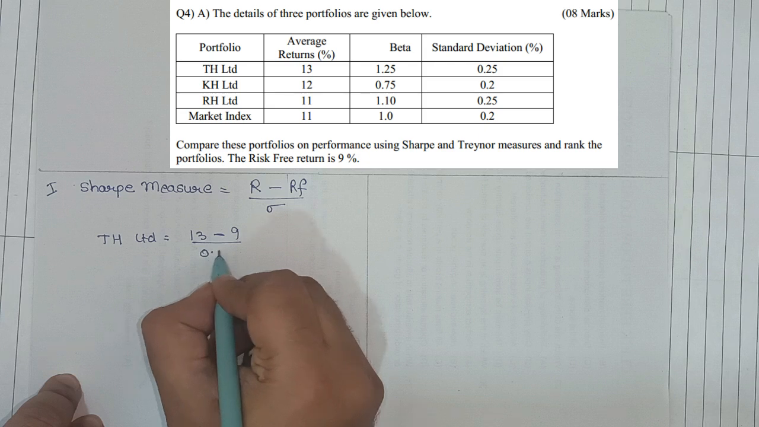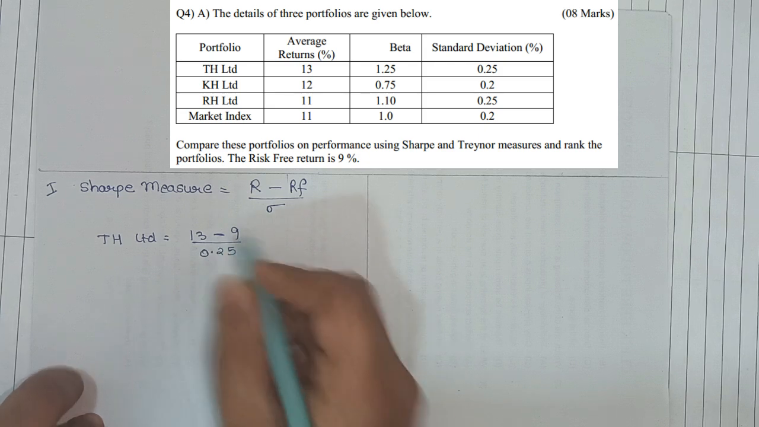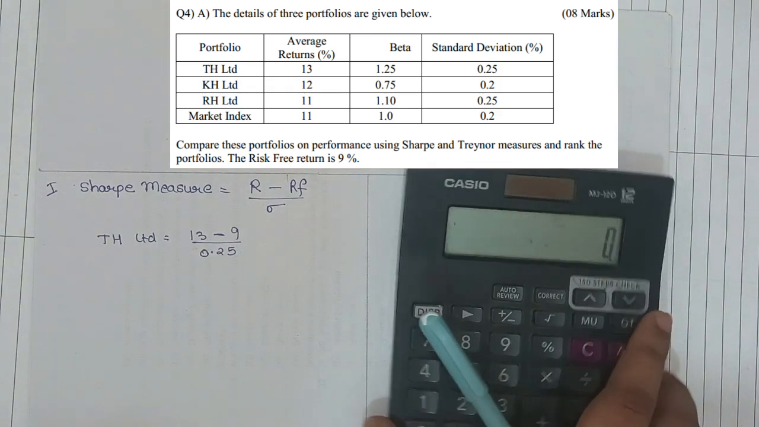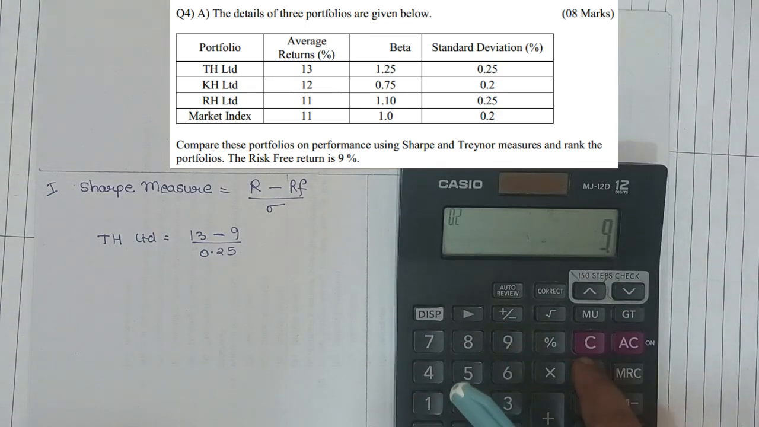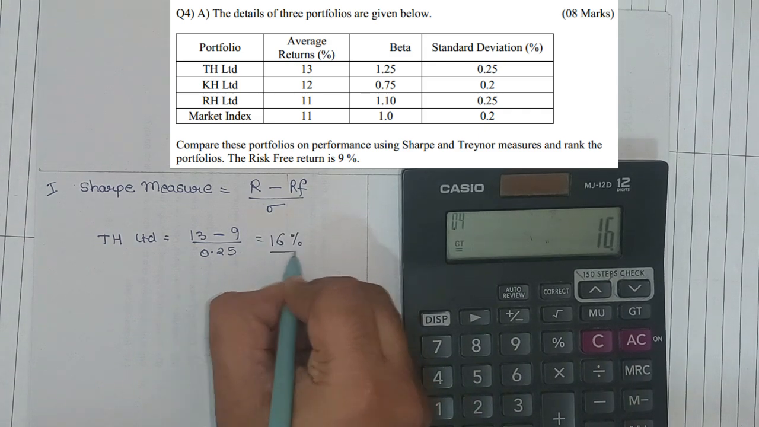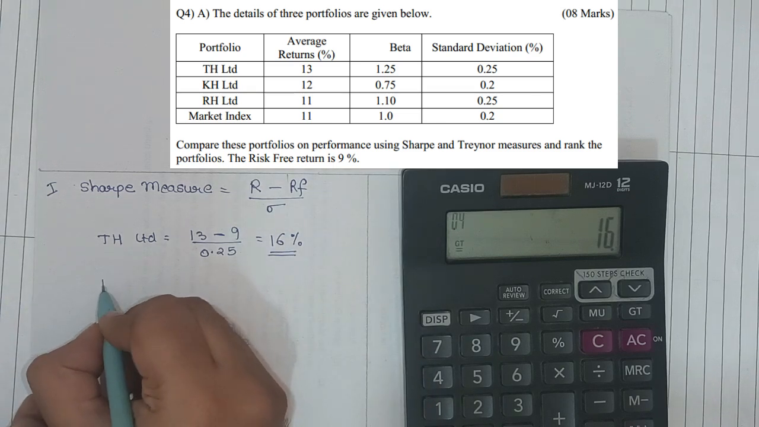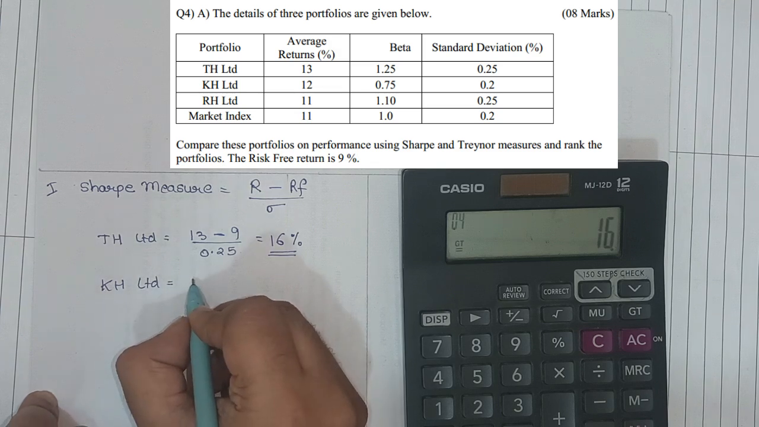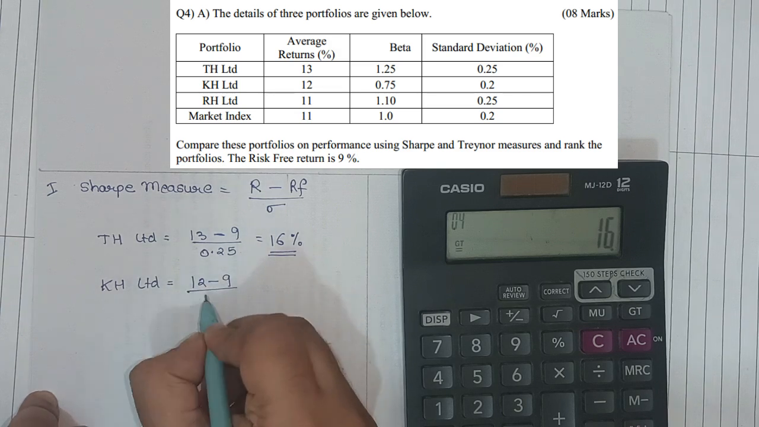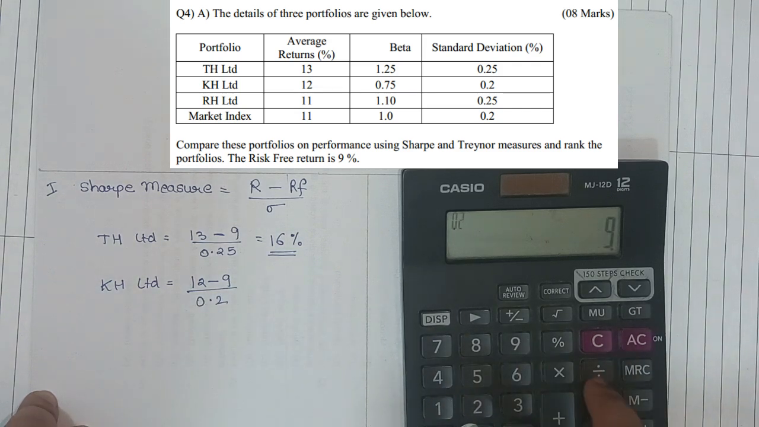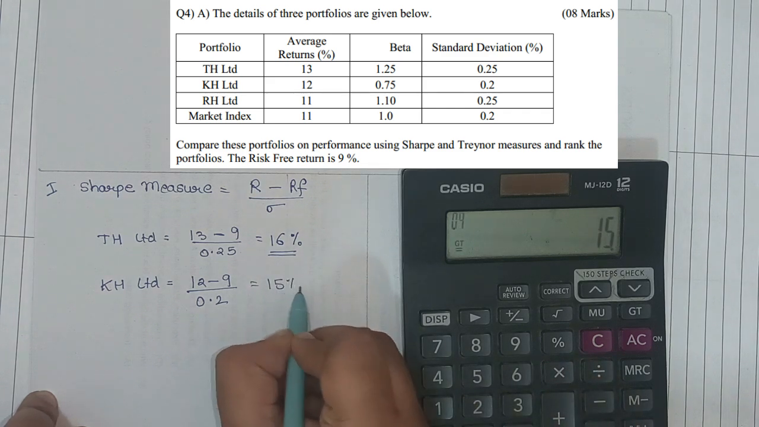Standard deviation is 0.25. Thirteen minus 9 over 0.25. Then twelve minus 9 divided by 0.2. Again same, return minus risk-free return divided by standard deviation, that comes to 15%.